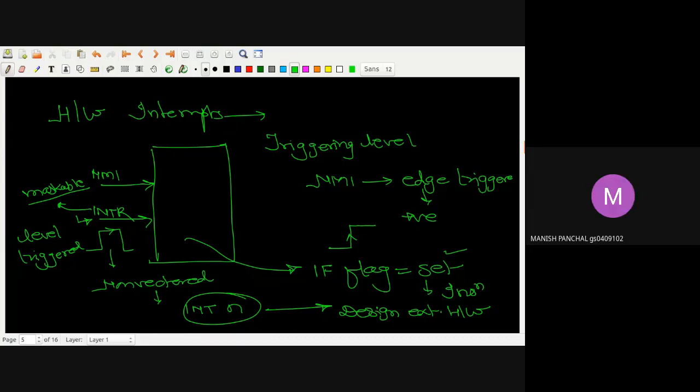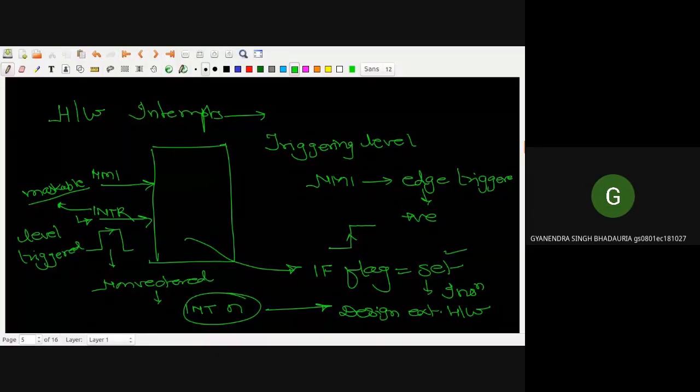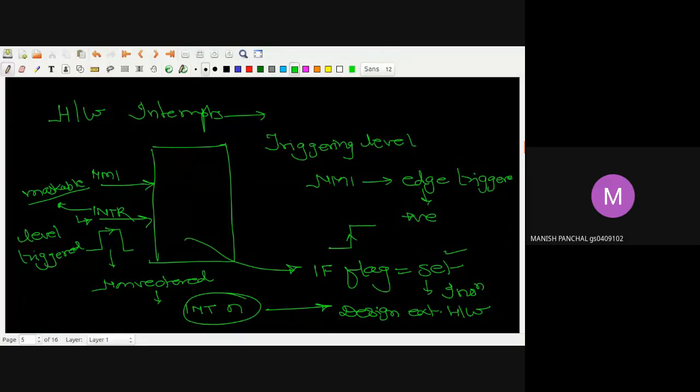Sir, by resetting the IF flag. Just by resetting the IF flag. Who is Gyanendra Singh? Yeah. Yes, Gyanendra, you are giving the correct answer for that one.